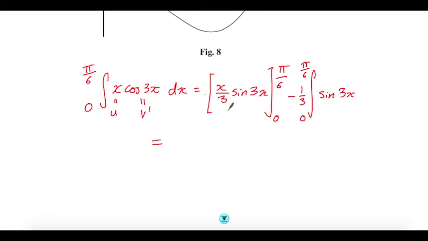So let's work this bit out while we're here. So if we sub in pi over 6 to this, that's going to be pi over 6 divided by 3 is 12. So pi over 12. No, it's not. It's pi over 18. Sine of 3 pi over 6. You can put down your calculator. That'll give you 1. So it does nothing to that. When we sub in 0, this whole term will be 0. So this whole bracket here becomes pi over 18.